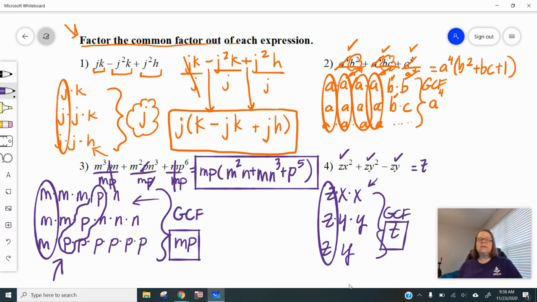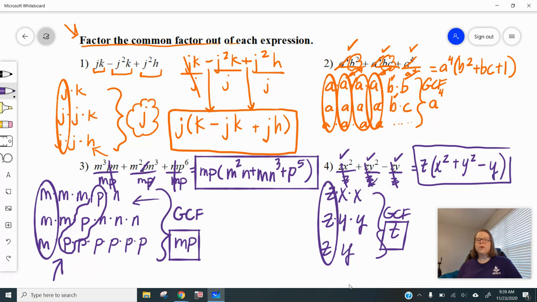So let's take out a Z from all of these. So that would leave nothing except the X squared plus. Take Z from this. Those cancel. That leaves me with a Y squared. And then there's a minus. And when I take that Z out, it leaves me with a Y. So there's the factored expression there.